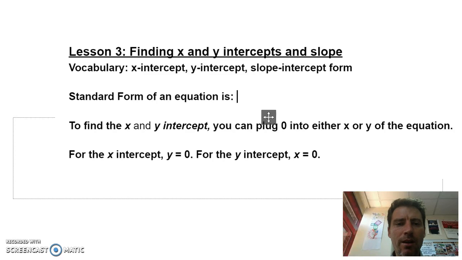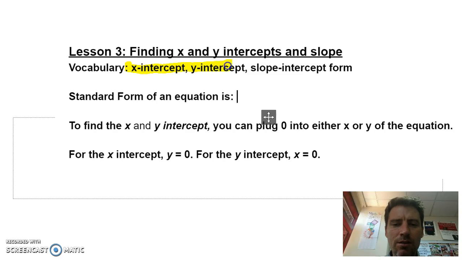But first, some key vocabulary. We have x and y intercepts, which is important. Vocabulary: x, y intercepts, slope-intercept form, standard form is important. So let's first look at what is standard form.